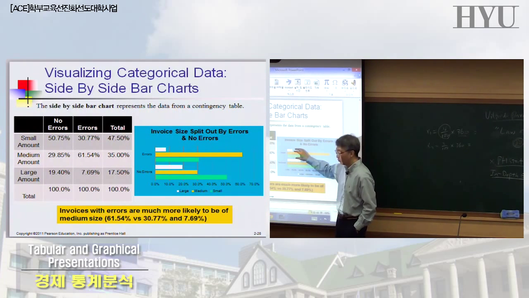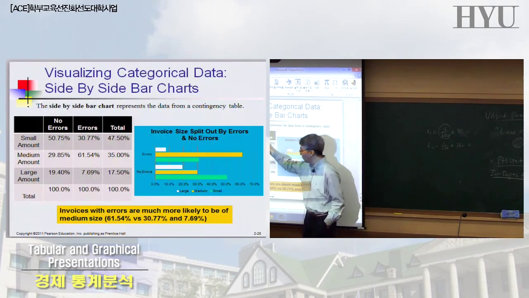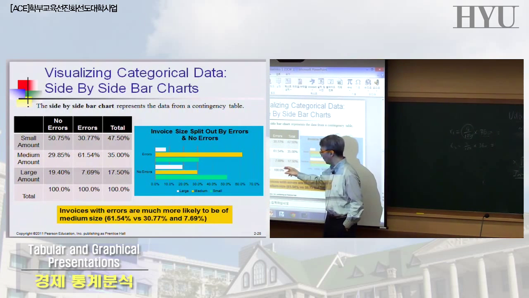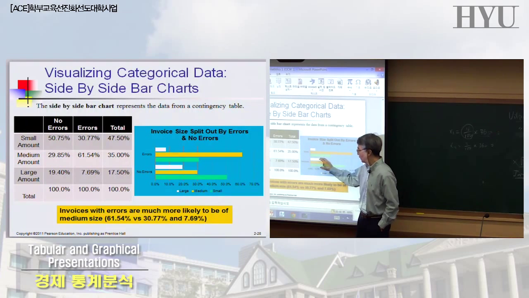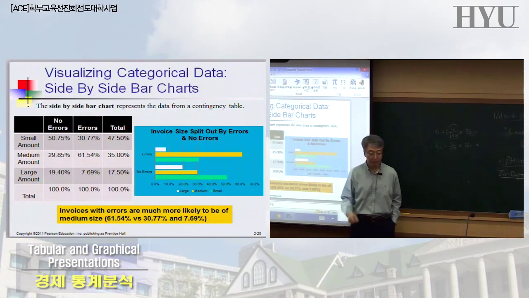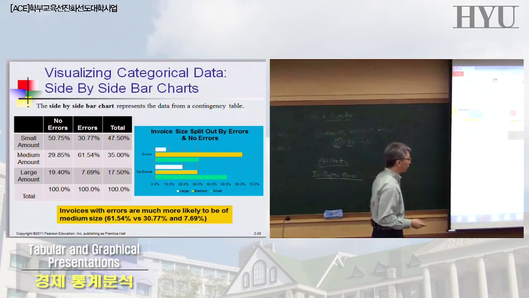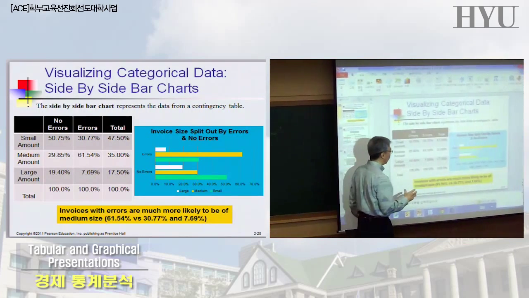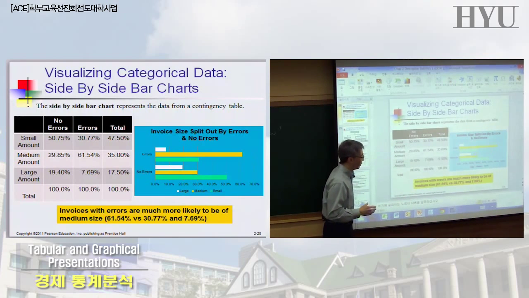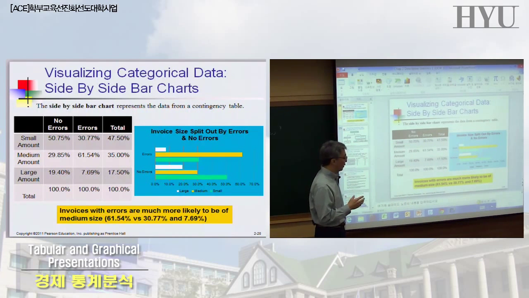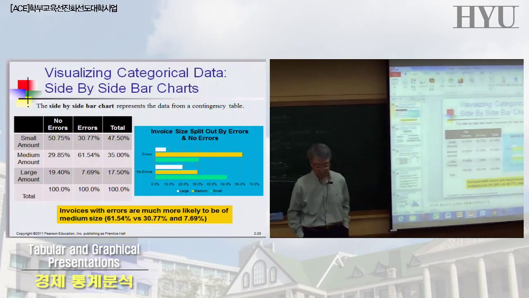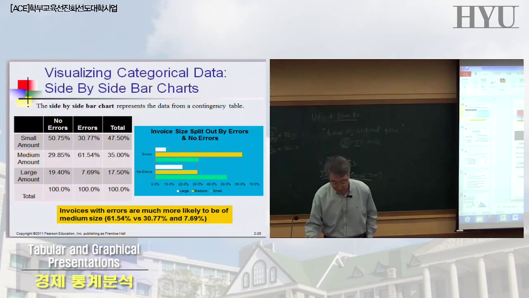First of all, we create 3 bar charts for one category, in this case the second column. And then you can create the same bar chart for another category. Then you can clearly compare, right? Apparently the distributions are different between the error category and the no errors category. So that's the idea of the side-by-side chart. I'll let you try that at home.